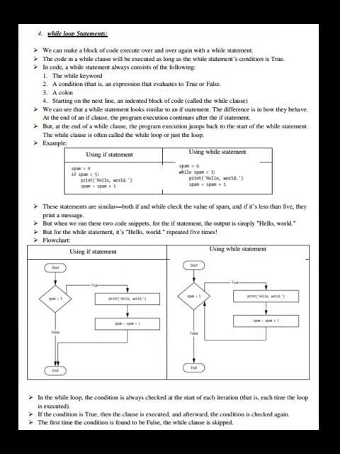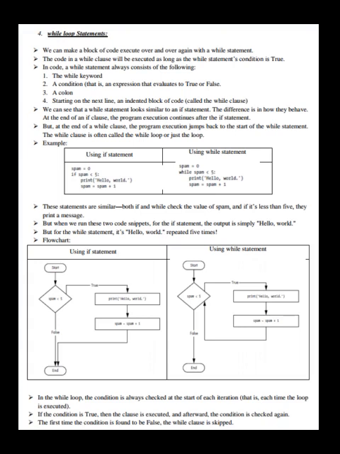While loop statements. We can make a block of code execute over and over again with a while statement. The code in the while clause will be executed as long as the while statement's condition is true. In code, a while statement always consists of the following: the while keyword, a condition that is an expression that evaluates to true or false, a colon starting on the next line, and an indented block of code called the while clause. We can see that a while statement looks similar to an if statement. The difference is in how they behave.